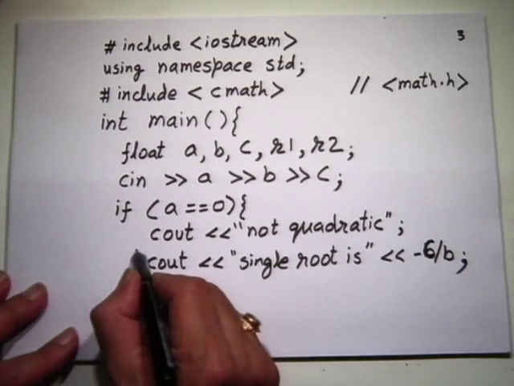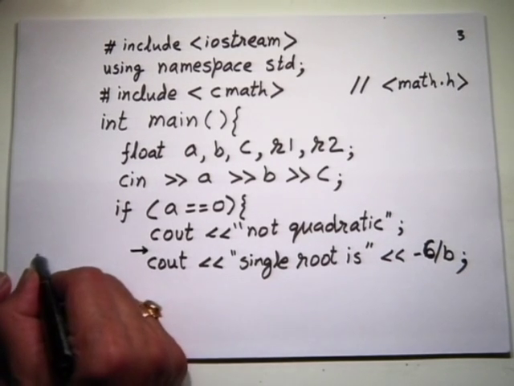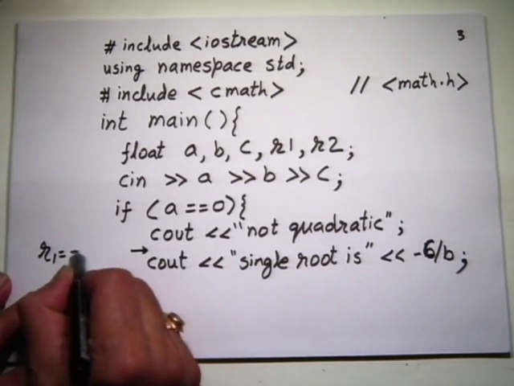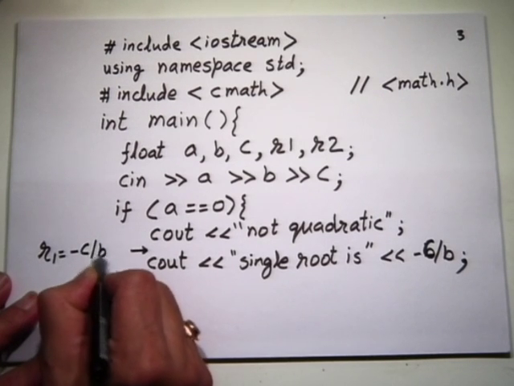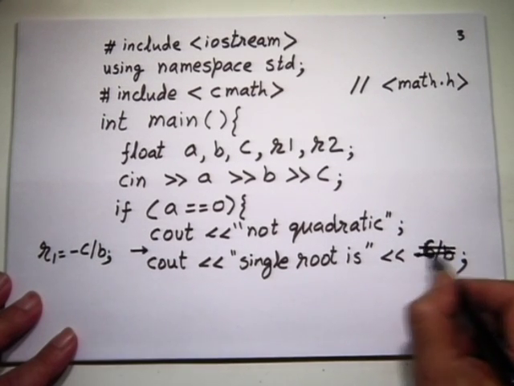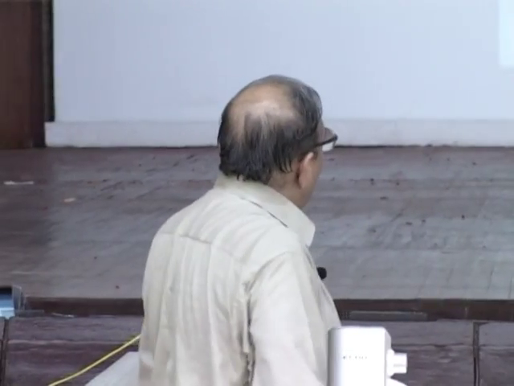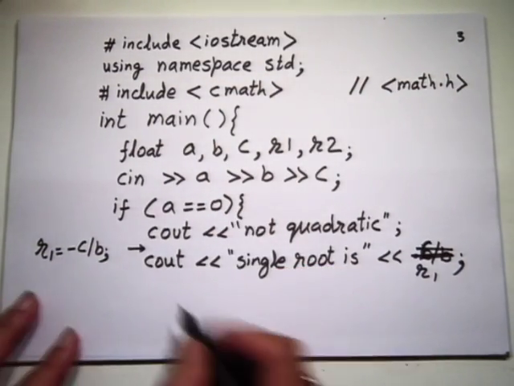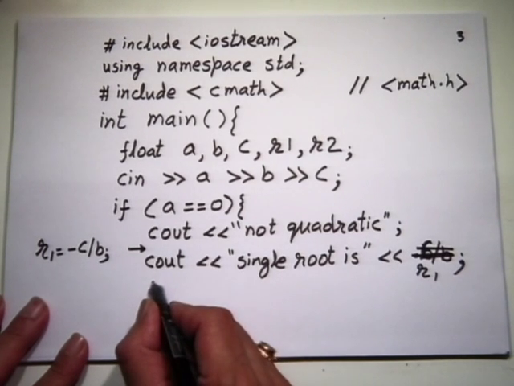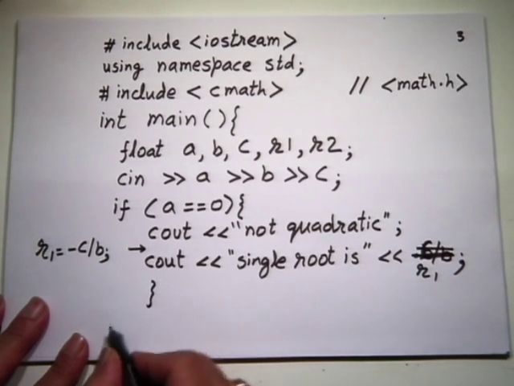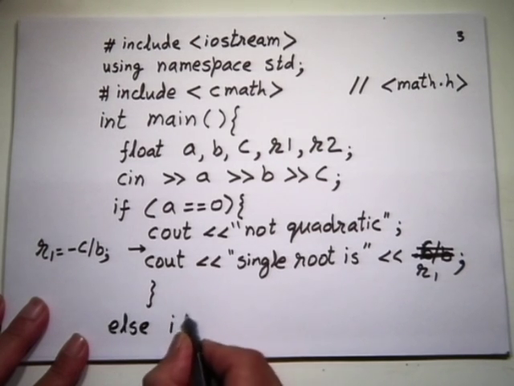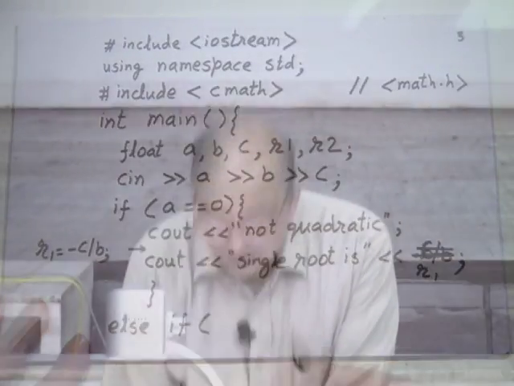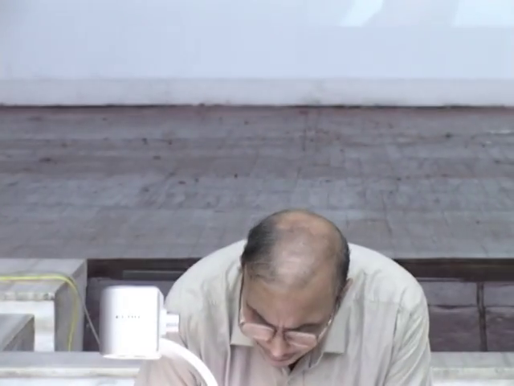Actually, I can insert a statement here if I want. I can actually say R1 is equal to minus C by B, and then simply put here R1. That may look better because I have the nomenclature of the root. Notice that I have started this if here. This if ends here. If A is equal to 0, this is what I should do. Else if... So I'll continue on the next page.